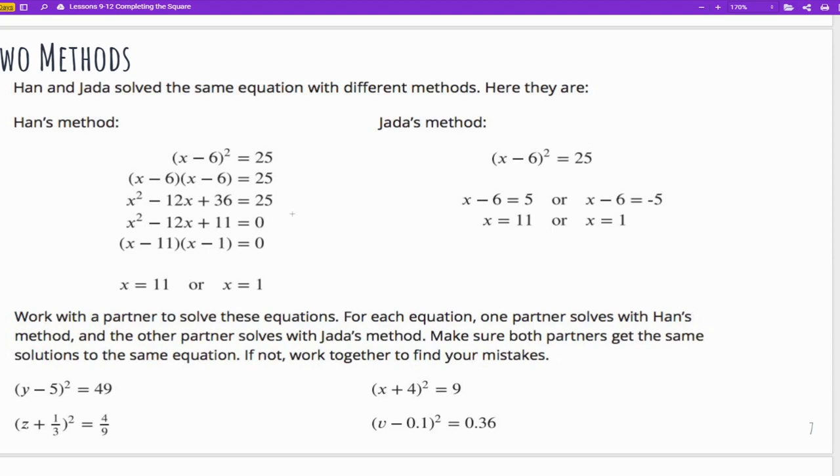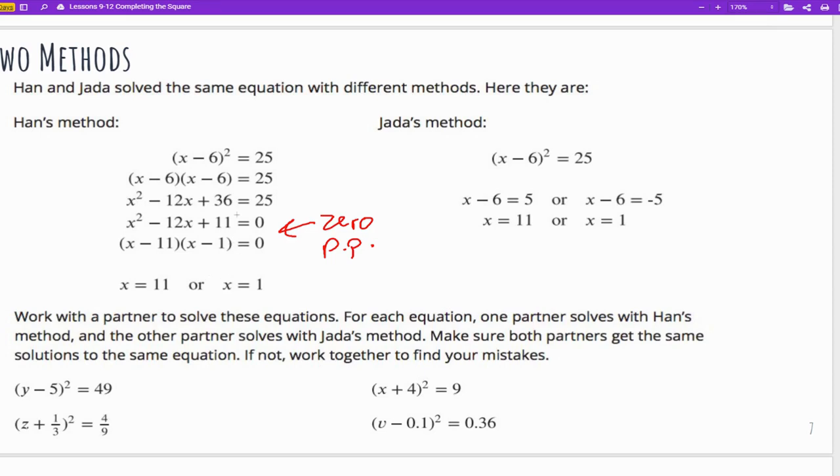Why does he do that? So he gets the 0. Remember, with the 0, now we can use the zero product property. And so when he does that, he gets an expression that factors, but in a different way. x minus 11, x minus 1, that adds to negative 12, multiplies to 11. And so his answers are 11 and 1. So this uses methods that we've done before.